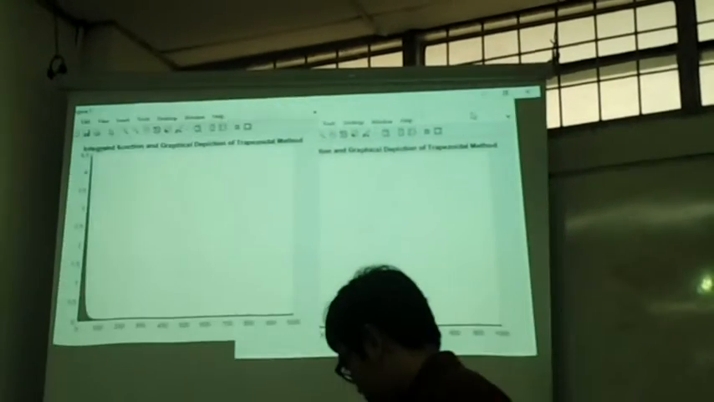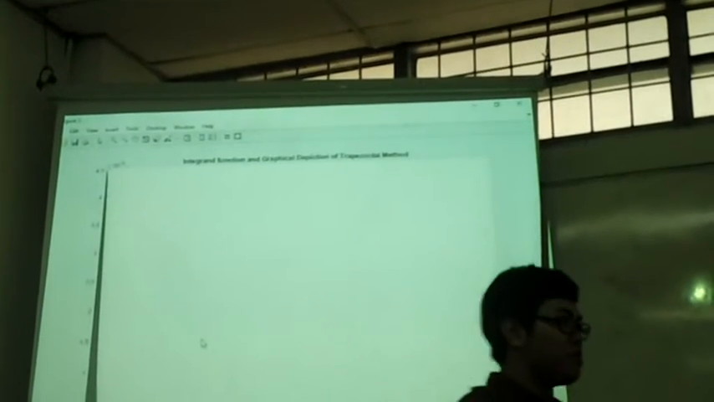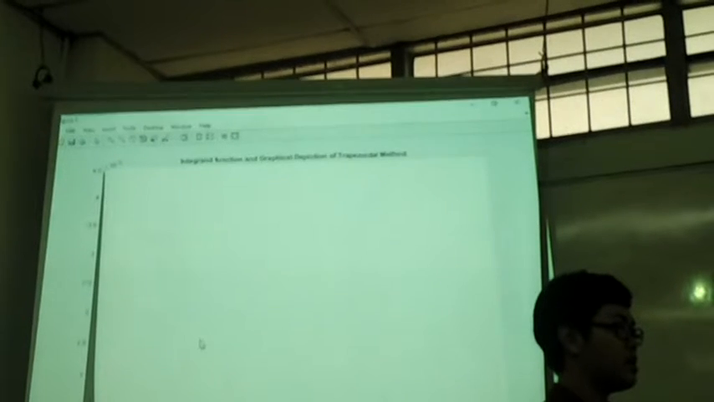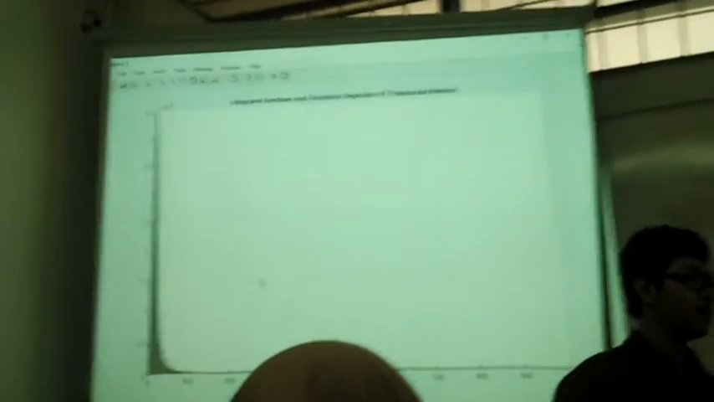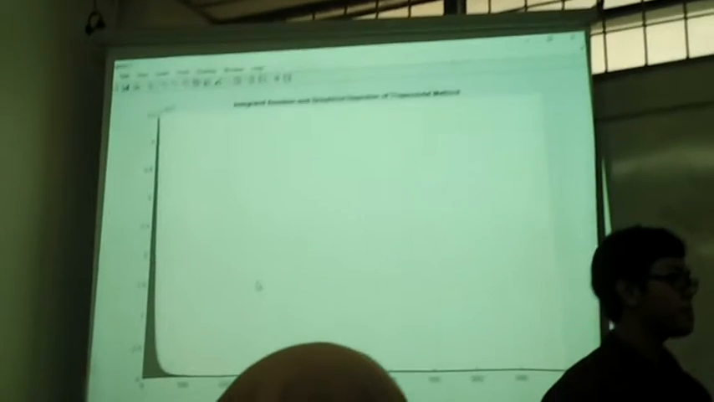Nggak kelihatan saya, nggak kelihatan. Ya, karena terlalu Semakin itu ya, errornya. semakin banyak segmen maka semakin rapat dan Itu satu ya, trapezoidal ya.